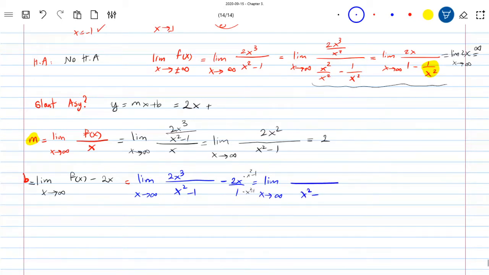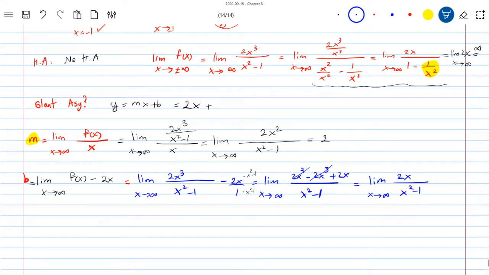What do we get is x squared minus 1, 2x cubed minus 2x times x squared is 2x cubed. Negative 2x times negative 1 is plus 2x. By doing this, you can simplify now. These two will cancel out. You'll get limit 2x divided by x squared minus 1.